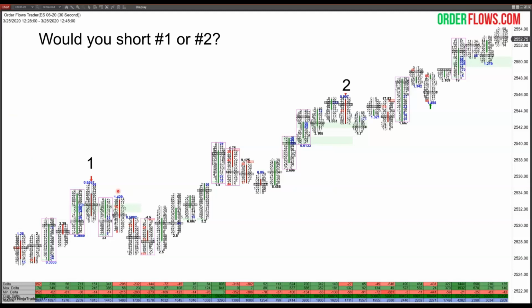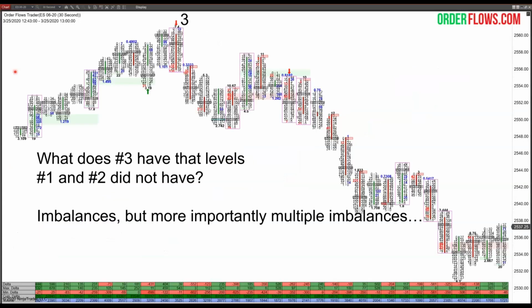So on number 1, this is number 1 on the footprint chart. You don't see any selling imbalances, right? You see no red numbers in the bar. Number 2, you see 1 selling imbalance. Okay, that's good, but that's it, right? But if you look at number 3, you've got 3 selling imbalances, right?